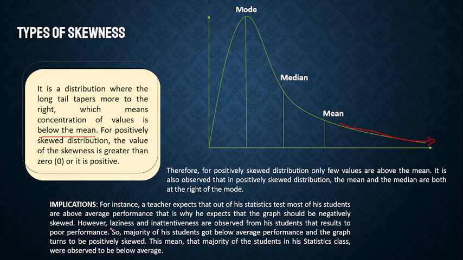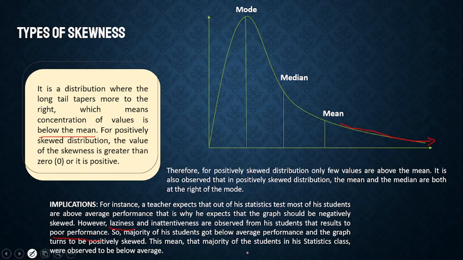Now, however, laziness: yung mga student na teacher is mga tapulan. Inattentiveness, lack of attention, are observed from his students, and the result is poor performance. So the majority of his students got below average because of their laziness and inattentiveness, and the graph turns out to be positively skewed.